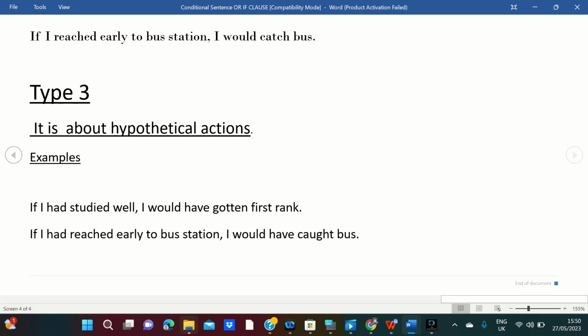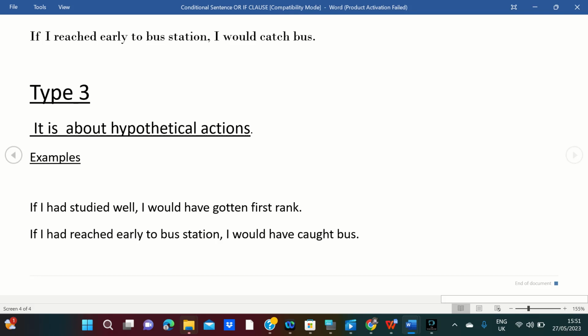If I had studied well, I would have gotten first rank. You didn't enroll into the course, you didn't study well, you didn't write the examination. It is just a kind of assumption. If I had studied well, I would have gotten first rank. If I had reached early to the bus station, I would have caught bus.